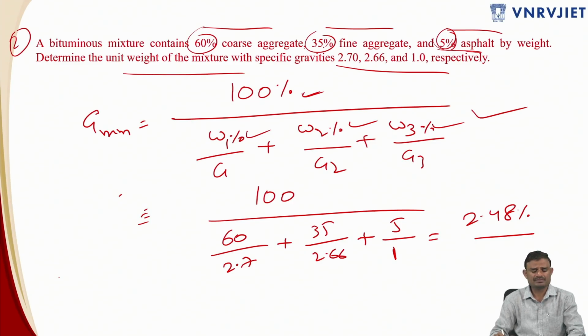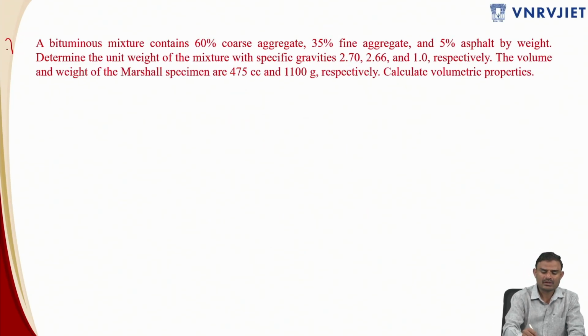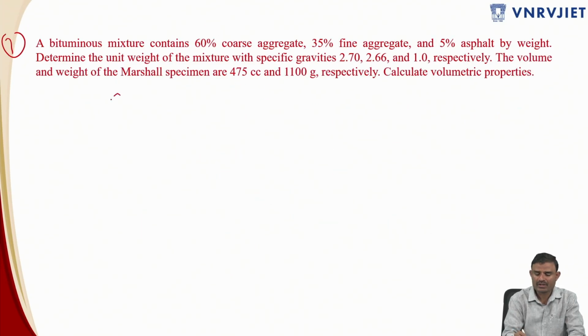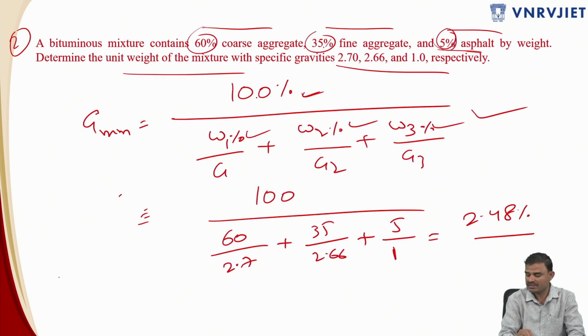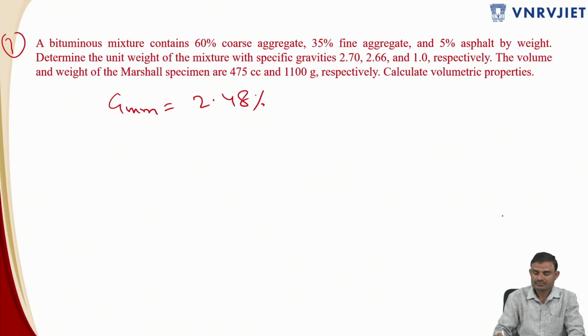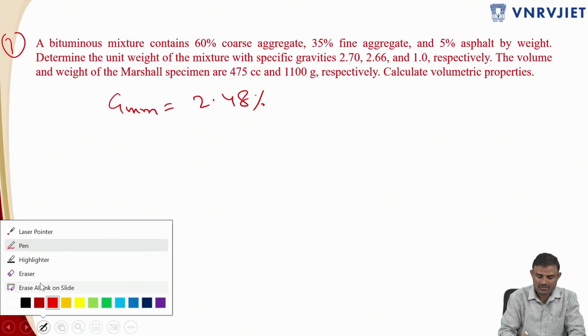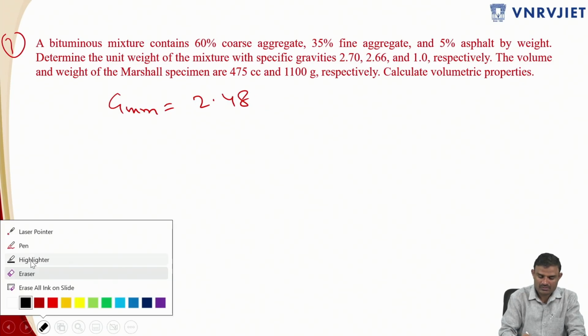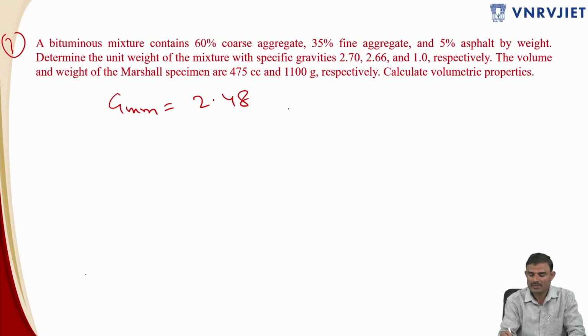Very simple, easy. Next, you are also going to look at the third question. Here I have extended the same question, where GMM is 2.48. So GMM is already given from the previous question, which is 2.48. This is not a percentage, it is just 2.48. Next, you have to calculate GMB.